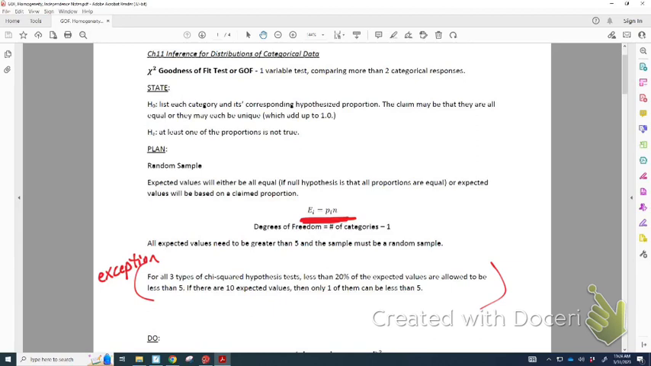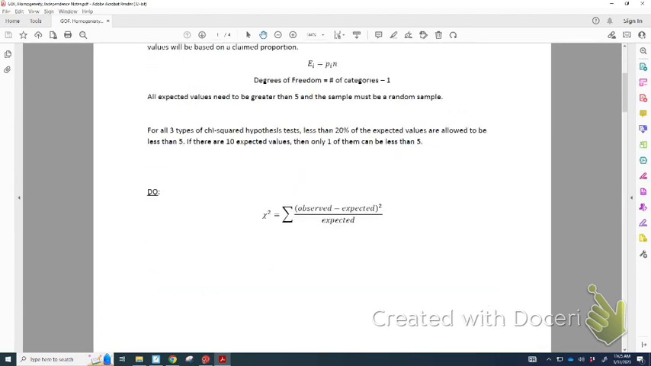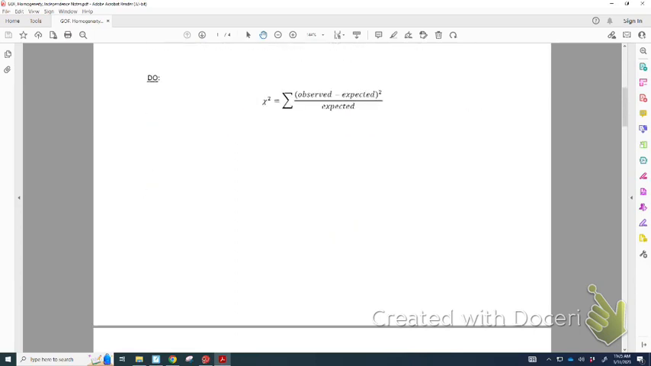I skipped it. Degrees of freedom is number of categories minus 1. And the formula that's typed on your formula sheet, bottom of the page on page 1. Let's give it a try.